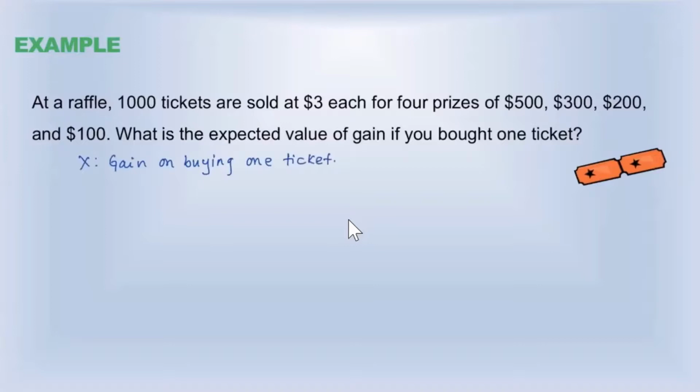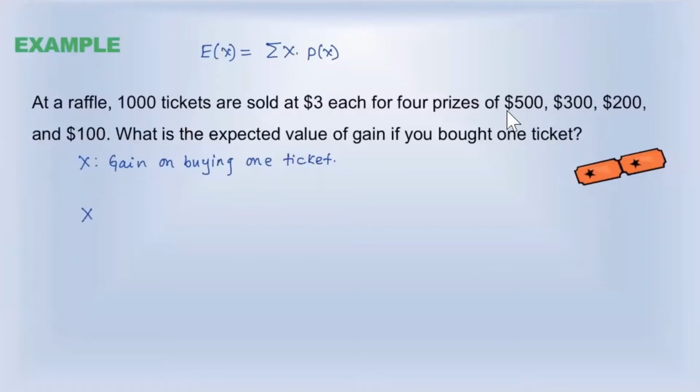So what I'm going to do is, because we are asked to find the expected value, in order to find the expected value, we need that probability distribution, because once we have the probability distribution, the expected value is the sum of x, the random variable, times the probability of x. We already defined what x is. X is the gain. So let's write those gains.